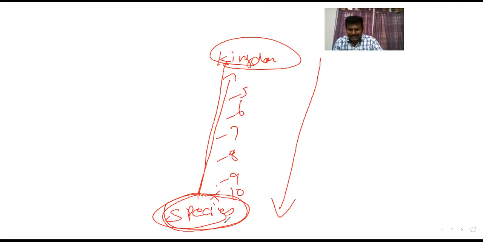The lower the taxa, the more closely related the organisms are to each other and the more common characteristics they share. The higher the taxa, the fewer the common characteristics among the organisms. That's all. This is the explanation about the hierarchy of taxonomy.